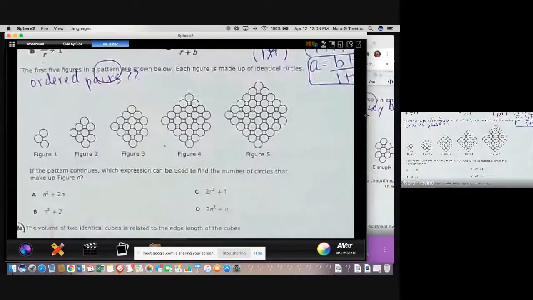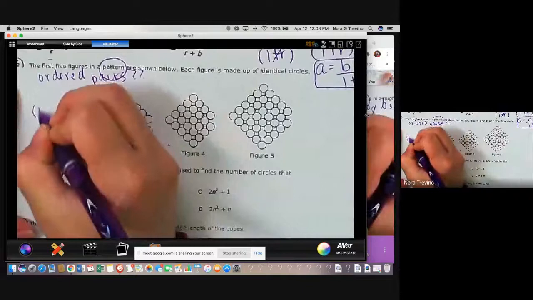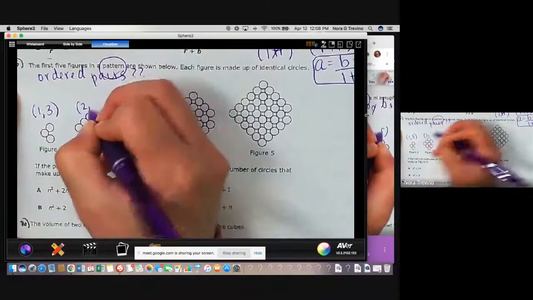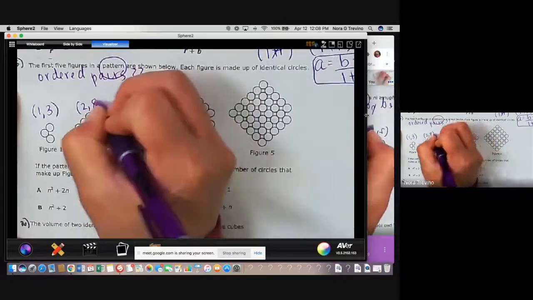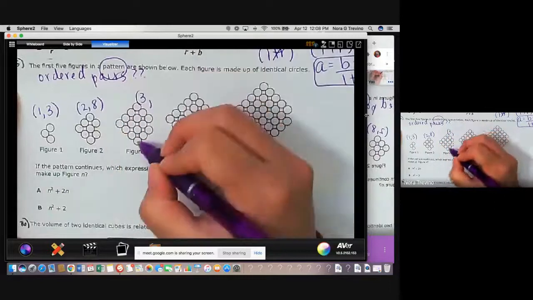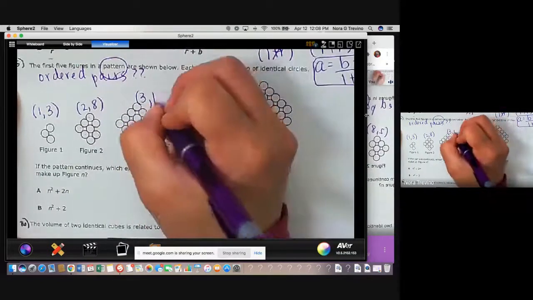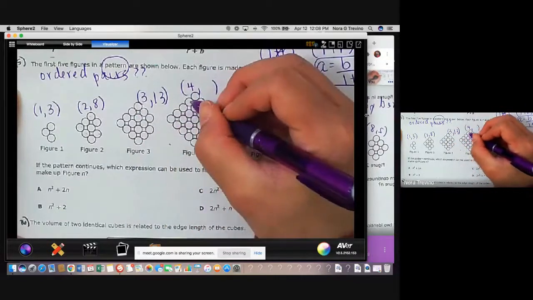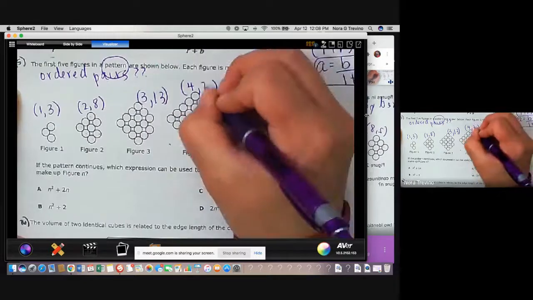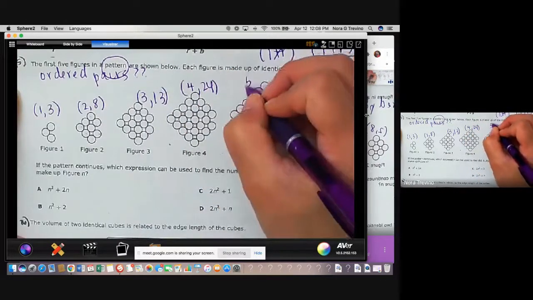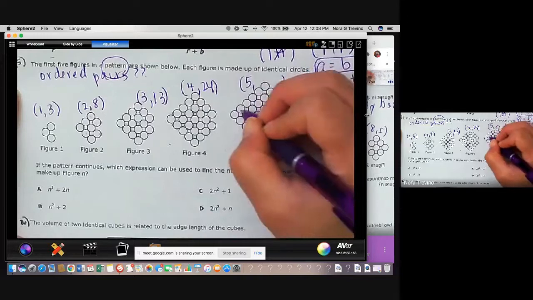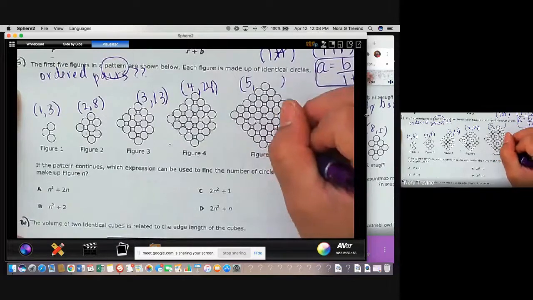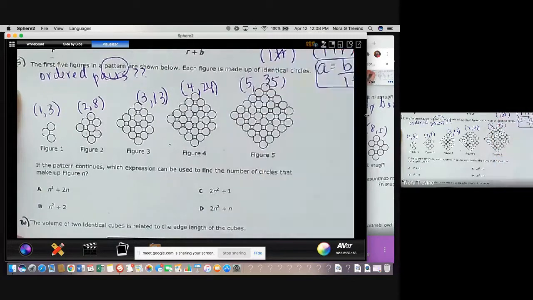Here's how you find the ordered pairs. Figure 1 has 3 circles. Figure 2 has 8. Figure 3 has 13. Figure 4 has, let me count, 5, 10, 15, 20, 24. And figure 5 has 6 times 5 is 30, 35. There are your ordered pairs.